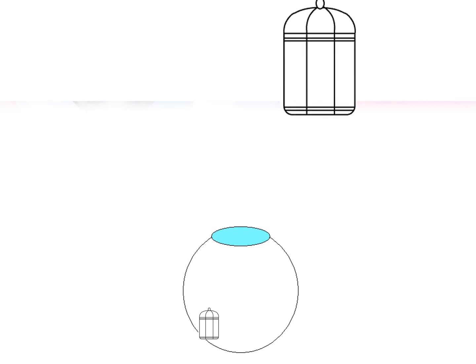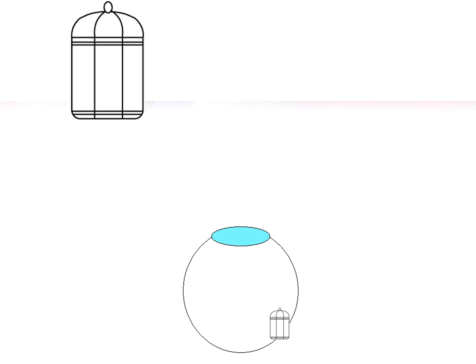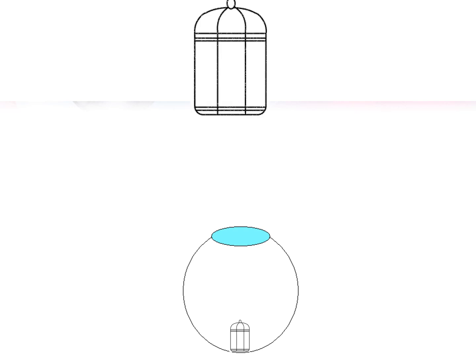If the image of the cage fell on the left part of the retina, the brain will assume that the cage is on the right side. And if the image of the cage fell on the right part of the retina, the brain will assume that the cage is on the left side. And if the image of the cage fell on the fovea, the brain will assume that the cage is in front of him.